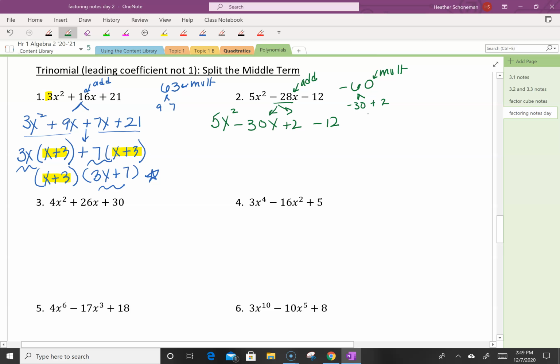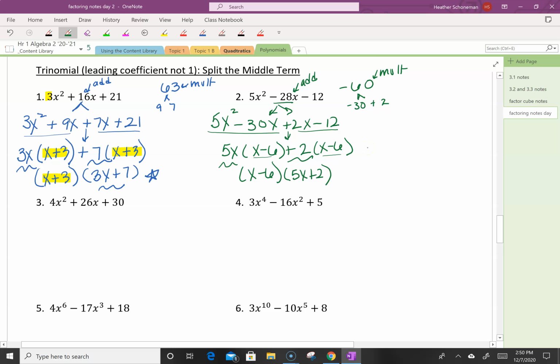Now I need to factor by grouping. What can I factor out of the first two terms? 5x. And that leaves me with x minus 6. Ooh, somehow I'm missing an x here. My bad. Okay, whatever sign is in the middle, copy it down. What can I factor out of the next two terms? I can take out a 2. That leaves me with x minus 6. I know that I've done it correctly because both of these parentheses match. So I'm going to make one parentheses of what it matches and another parentheses of what they split.